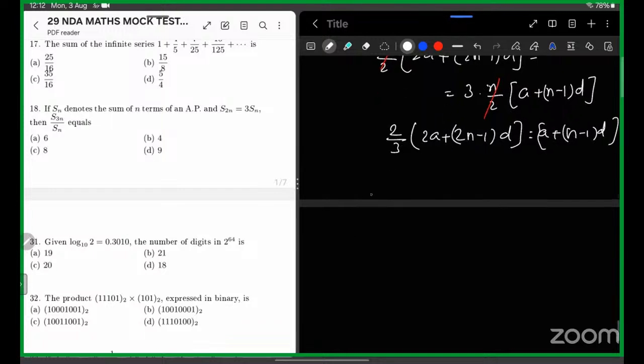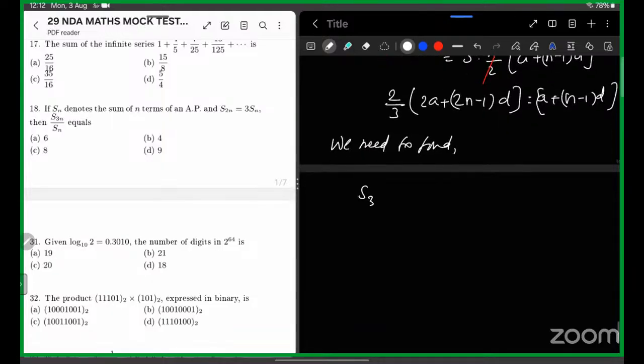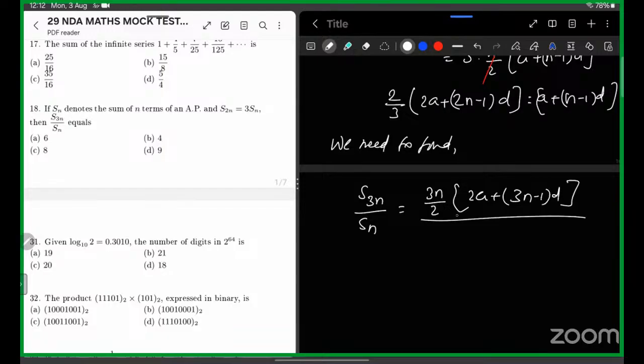We have what they're asking. We need to find S 3n upon S n. That means 3n by 2 in bracket 2a plus 3n minus 1 into d, all dividing it by n by 2 in bracket 2a plus n minus 1 into d.